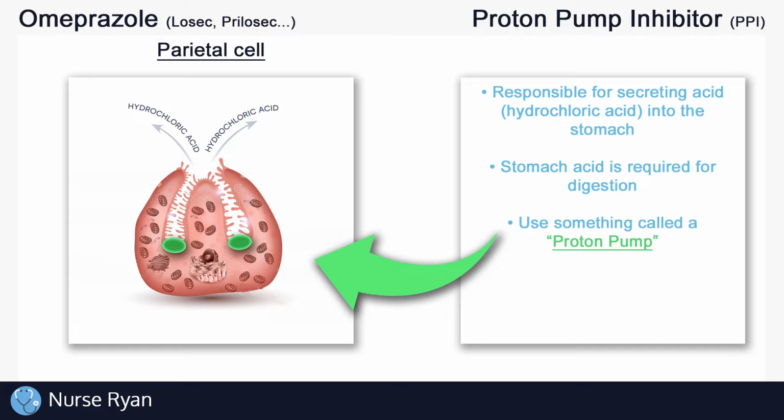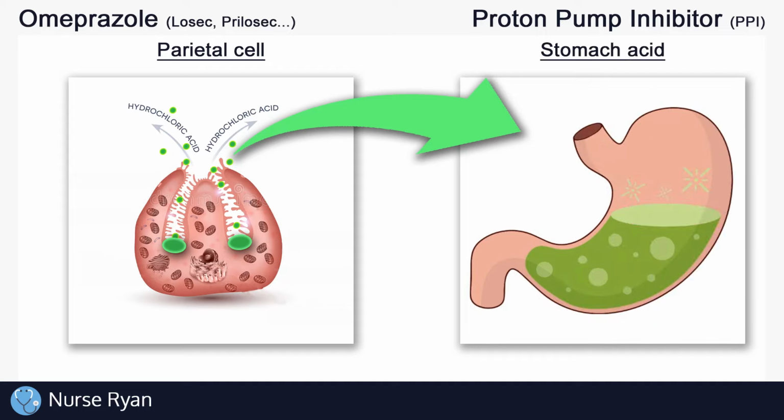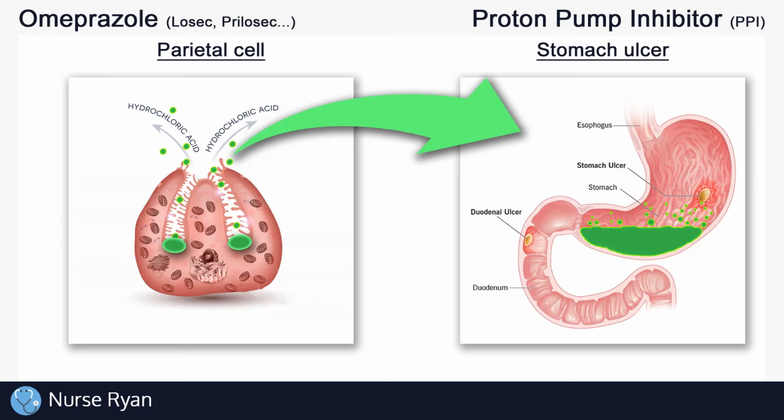Now, without getting into too much detail, the basics of what we need to know is that the proton pump is crucial in allowing for the secretion of acid from the parietal cells into the stomach. And like we mentioned, acid in general is a good thing to have in the stomach. However, some problems can start to occur if this acid content gets too high. Excess stomach acidity can actually damage the lining of the stomach, leading to things like inflammation or even ulceration of the stomach or the intestine.